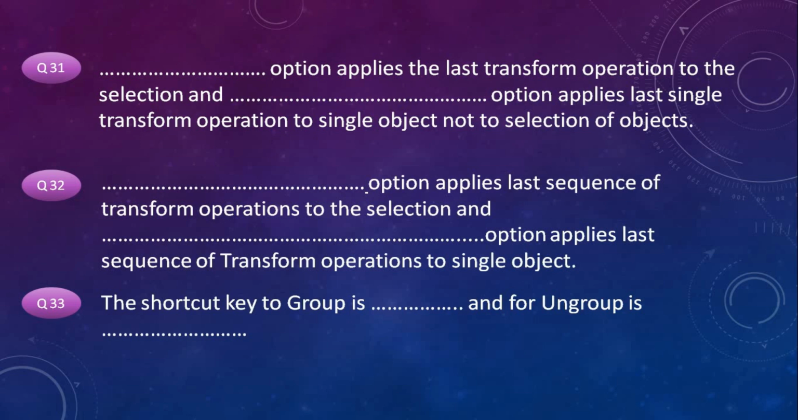The answer for these questions. Transform again option applies last transform operation to the selection, and transform again individually option applies last single transform operation to a single object.